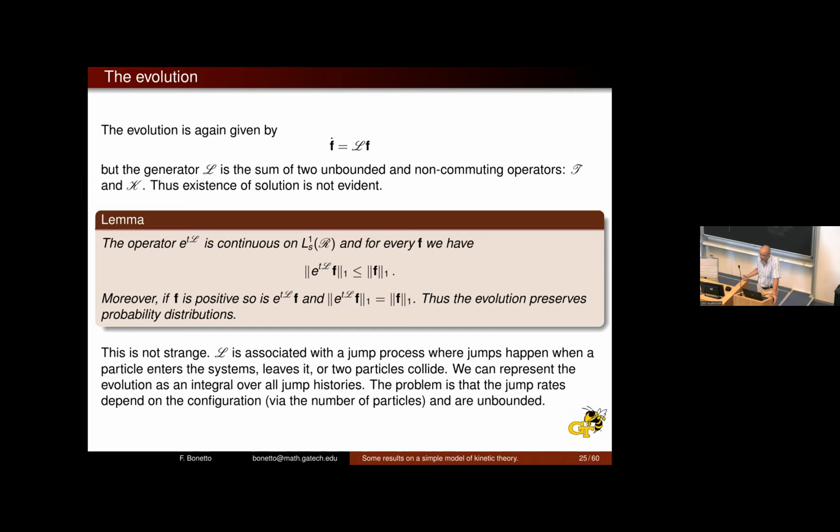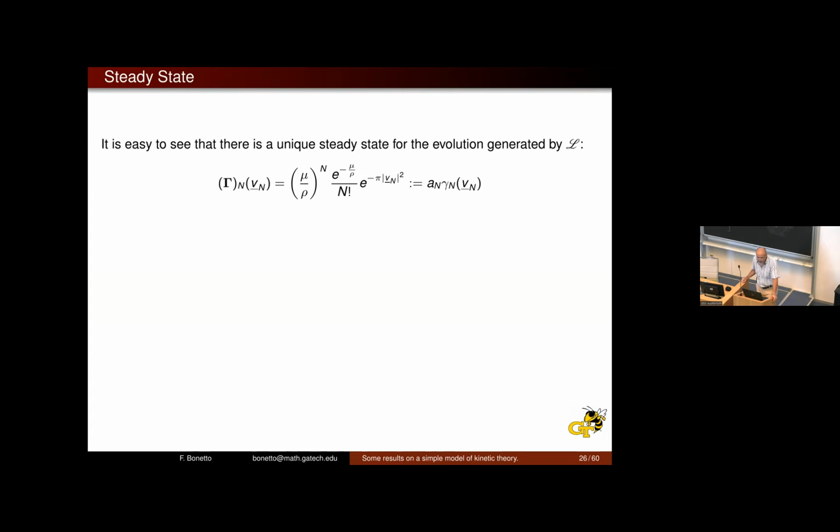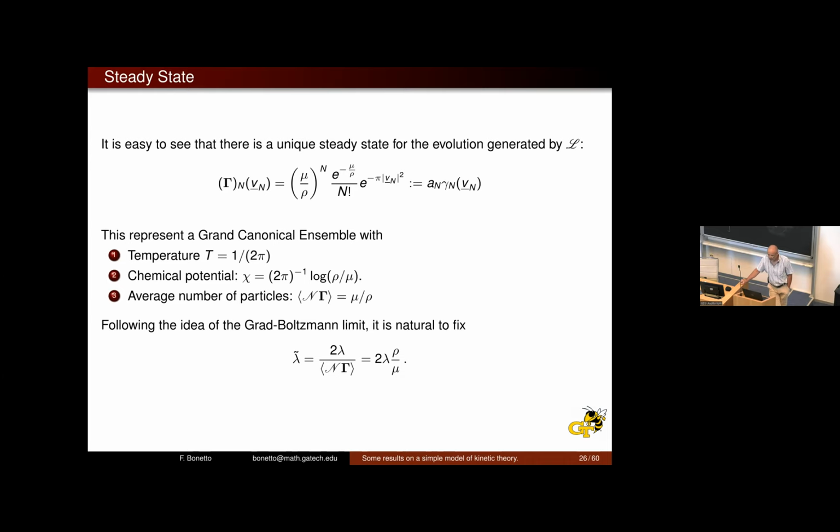So that makes things a little more complex, but it's easy to say the steady state is given by the grand canonical distribution, where you have a Poissonian in the number of particles and a Maxwellian in the right number of coordinates. And if you interpret this as a grand canonical distribution, you immediately read out that the chemical potential is the one I wrote before at the beginning. So again, this is a grand canonical ensemble with temperature 1 over 2 pi, chemical potential, that's number, and the average number of particles is mu over rho.